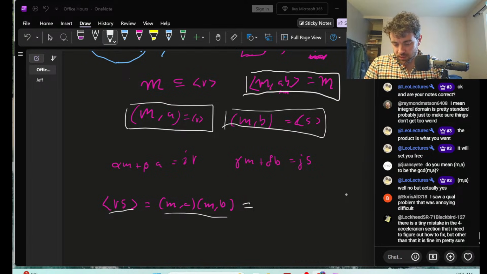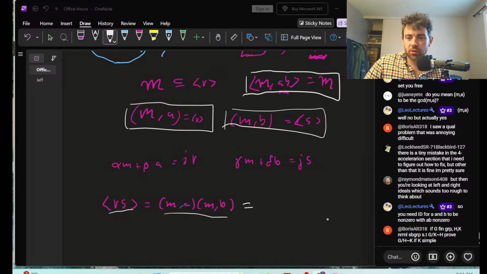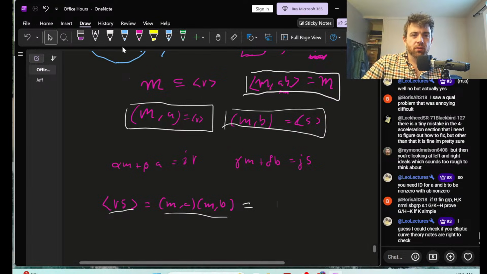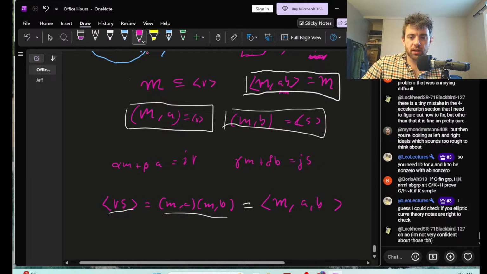Hang on. I do gotta go right away. Let me mute my group real quick here. Integral domain for A and B non-zero with AB non-zero. Yeah. Huh? But then you're looking at left and right ideals? Oh, I guess there's no assumption about commutative here, so I probably should have been more careful about left and right ideals, actually. Right. What's the product of this guy? I mean, this should be the ideal generated by M, A, and B, right? This should be the ideal generated by M, A, and B.